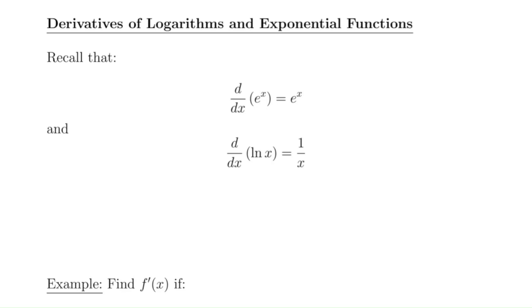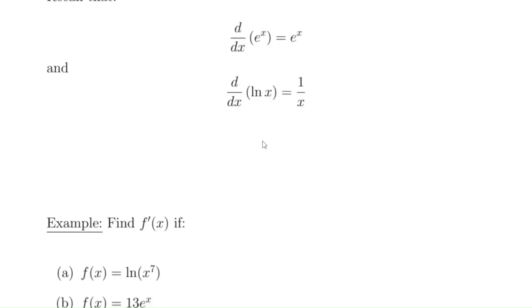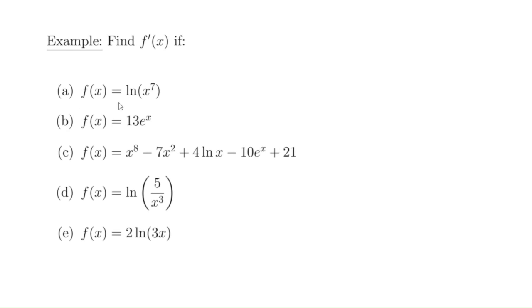Now, in the previous video, we talked about how the derivative of e to the x is just e to the x. So e to the x is one of those special functions that can say, I'm my own derivative. Now, we also talked about how the derivative of natural log of x, or ln of x, is 1 over x. Okay, so let's use these two facts to find derivatives of more complicated functions.